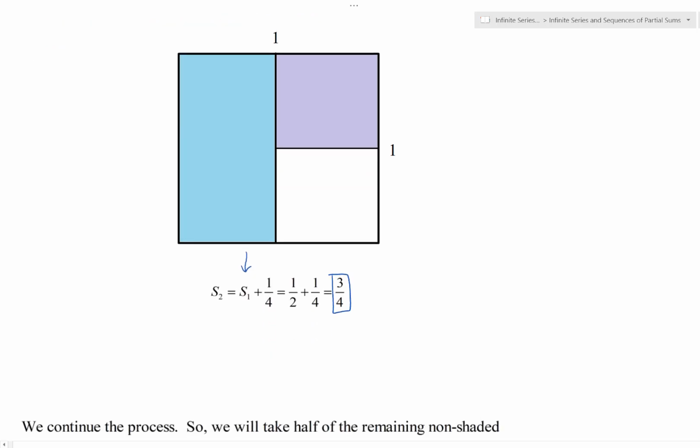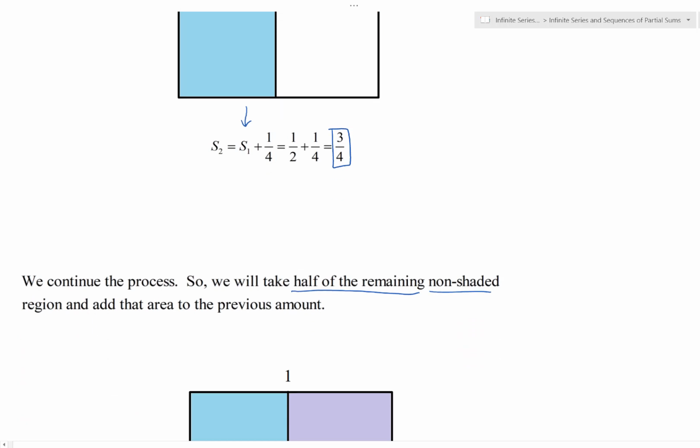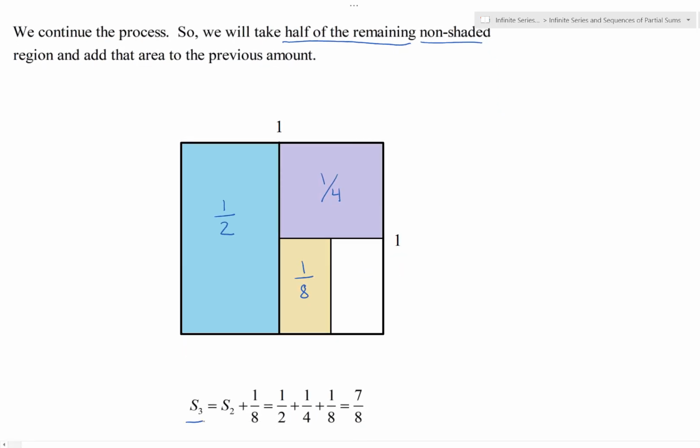What if we keep doing this? Let's continue this process, take half of the remaining non-shaded region, and add that to the previous amount of area. So we do it again in this picture. Okay, so I take half of the remaining non-shaded region, that yellowish looking color there, and I'm going to add that to the previous total amount. The area of that yellowish region is 1/8. That purple region, remember, was 1/4, and then the blue region was 1/2. When we added up 1/2 and 1/4, we called that S2. So now I add that result S2 to this new shaded region, 1/8, and get, as we're going to say, S3.